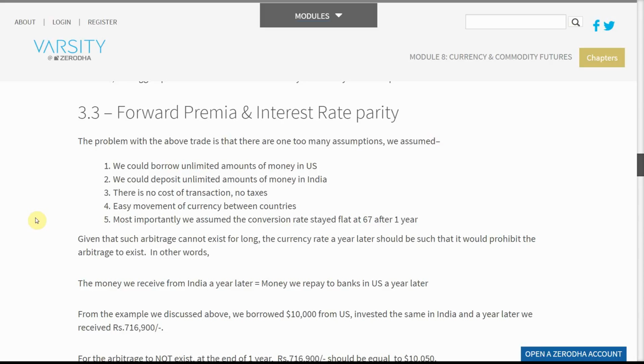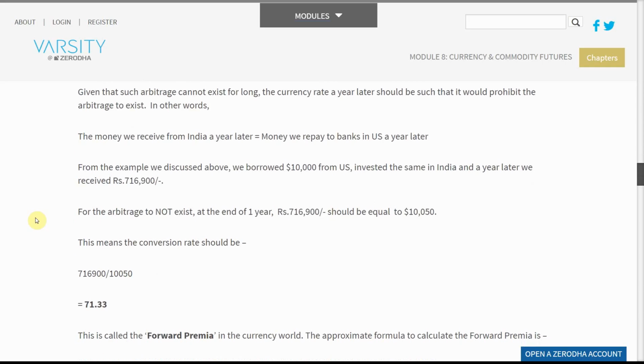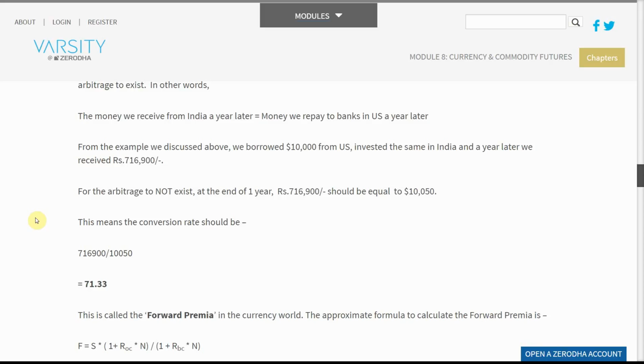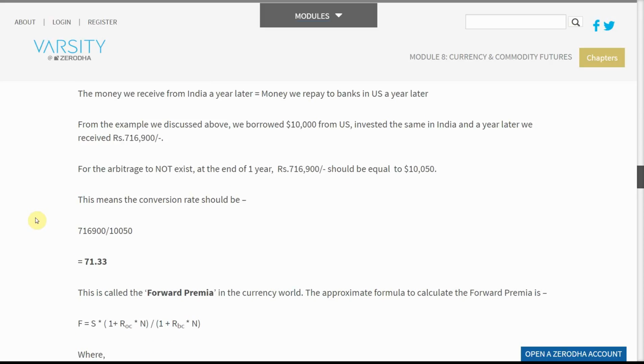Given that such arbitrage cannot exist for long, the currency rate a year later should be such that it would prohibit the arbitrage from existing. In other words, the money we received from India a year later equals the money we repay to banks in the US a year later. From the example we discussed above, we borrowed $10,000 from the US, invested the same in India, and a year later we received 716,900 rupees. For the arbitrage to not exist, at the end of 1 year, 716,900 rupees should be equal to $10,050.